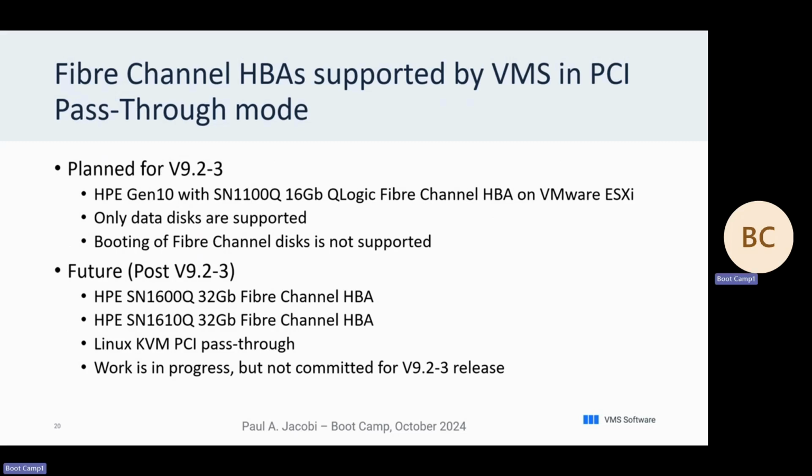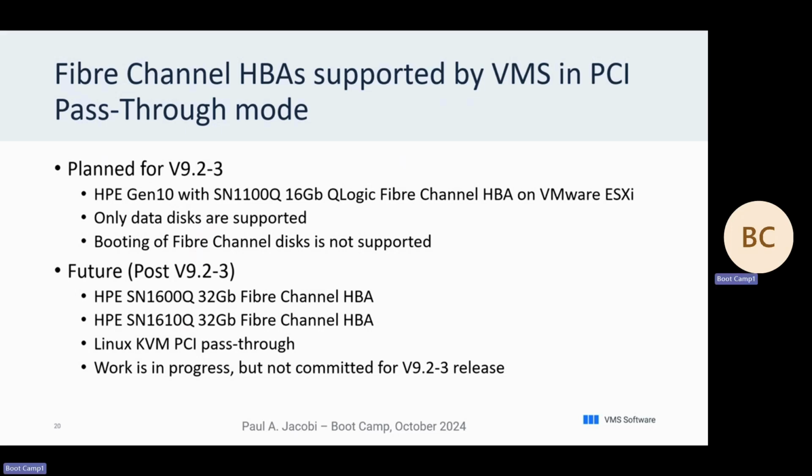So let's look at the fiber channels that will be supported in the V9.2-3 release. We're starting small with just the HPE Gen 10 systems and the SN1100Q QLogic fiber channel 16 gigabit card with just VMware ESXi at this point. Only data disk support. Booting a fiber channel disk is not supported, and I'll talk about that in a minute. Some of the challenges we're having with booting.